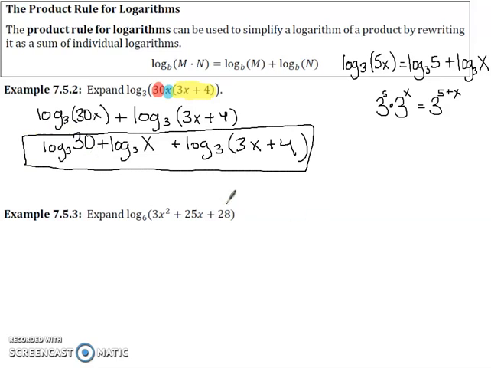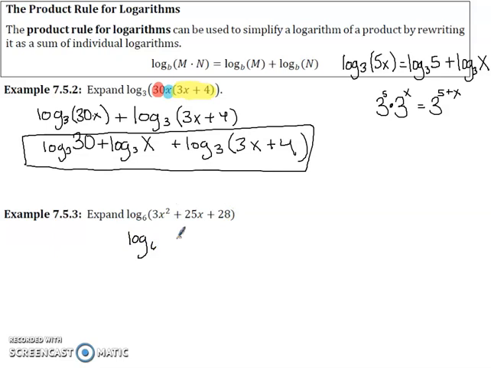Example 753, we are expanding log base 6. So the only rule that we have to work with right now is that multiplication becomes the sum between two logs. But I don't see any common factors here. I do see lots of multiplication, but again, no common factors. So I'm going to go ahead and factor this out.